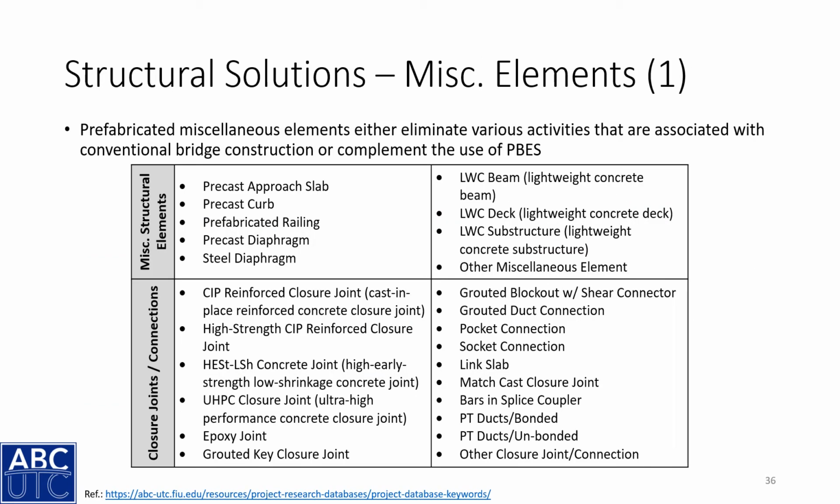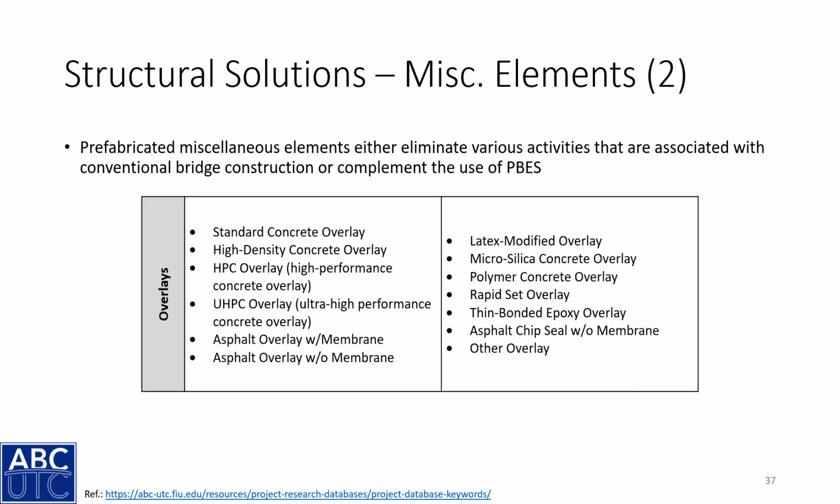The next category of structural solutions is miscellaneous elements. This category includes different miscellaneous structural elements, and also our closure joints and connections. So some specific materials used in closure joints and other materials used in connections and types of connections. And then also we have overlays falling under the miscellaneous elements. So different overlays can be used in ABC projects as shown here.